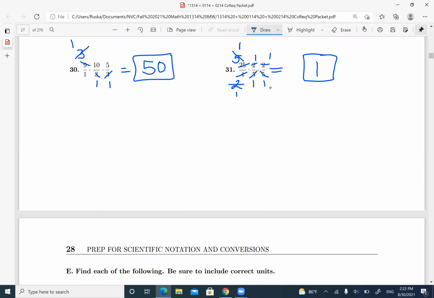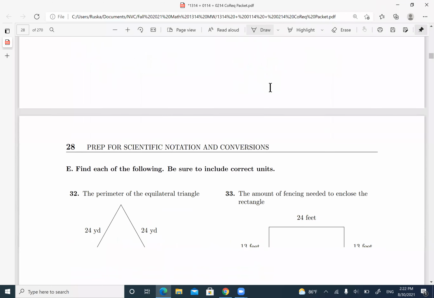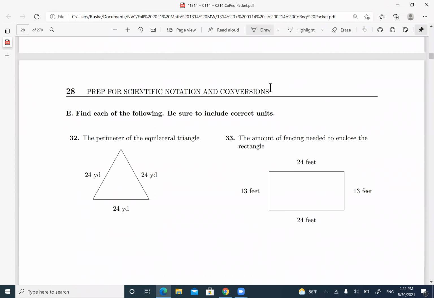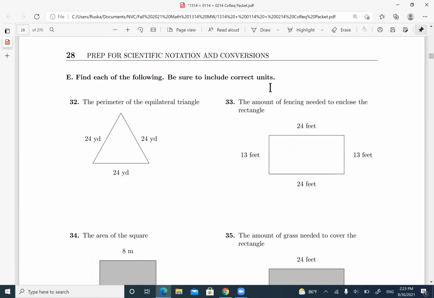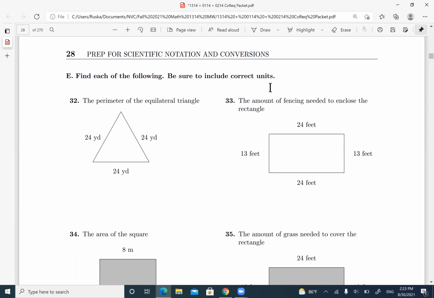Okay. So that's how you do this. Reducing first and then multiply and get the reduced fraction. And here we have another thing we have to do to prepare us for scientific notation and conversions. What we just did, reducing fractions, is going to help us when you convert different units. It's going to help us to reduce the answer.